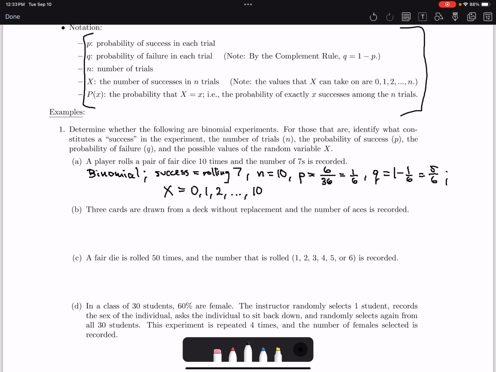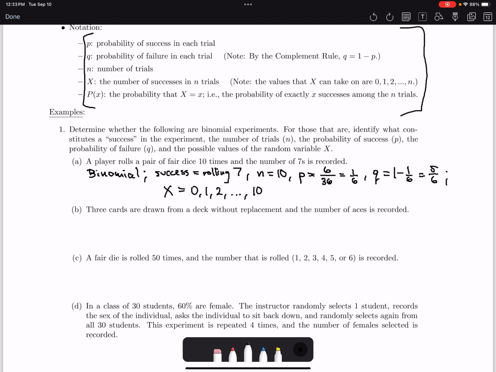Okay, part B says three cards are drawn from a deck without replacement, and the number of aces is recorded. So this one is almost binomial because we have a success here, right? If you draw an ace, that's success. If you draw anything else, it's failure. And so it feels binomial in nature.